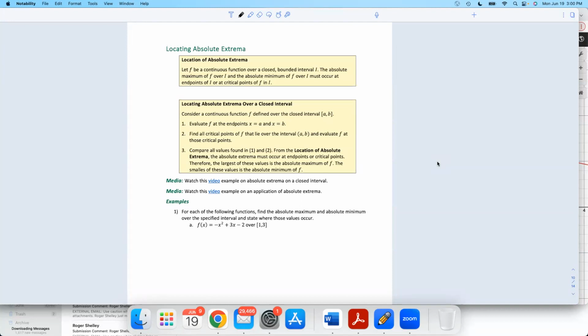So critical points will never be the endpoints of your interval. They're not going to pop up. So we're going to check all of our critical points where the derivative doesn't exist or is 0. We're going to check our endpoints. Whoever's the biggest wins, whoever's the smallest wins. Let's do an example.